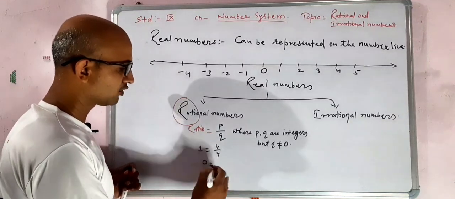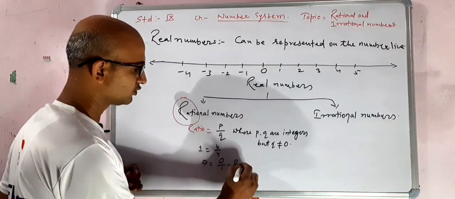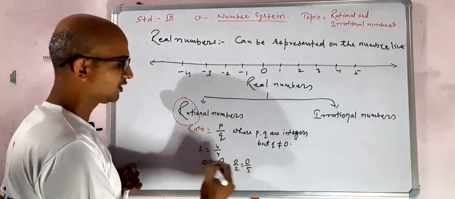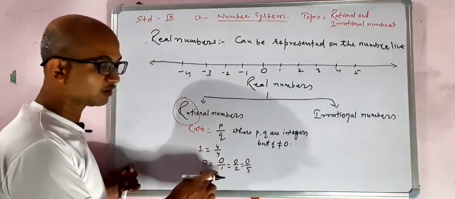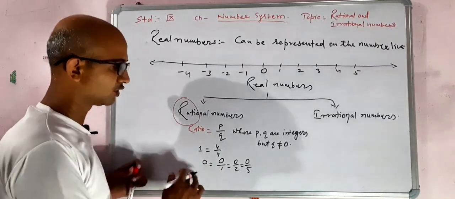0 can also be written as 0 by 1, 0 by 2, or 0 by 5. We can express 0 in the form of p by q. Therefore, 0 is also a rational number.